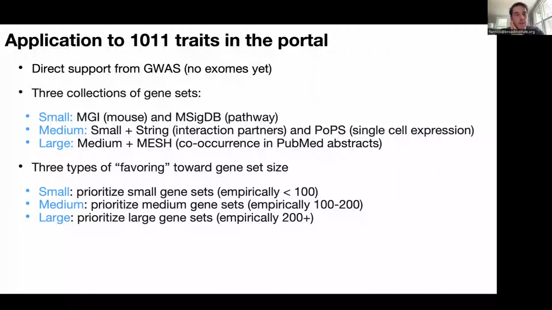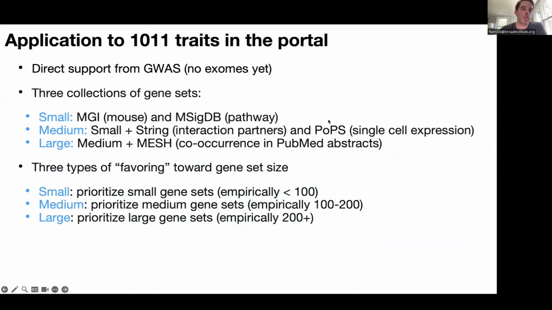And so there is an internal portal I'm going to show momentarily where we've applied this to the 1,011 traits in the Association to Function Knowledge portal. One thing is, this is only based on GWAS. It's trivial to incorporate exomes data, we just have not had time to do that yet. So this is only going to calculate support from GWAS and then all the indirect support that we have.